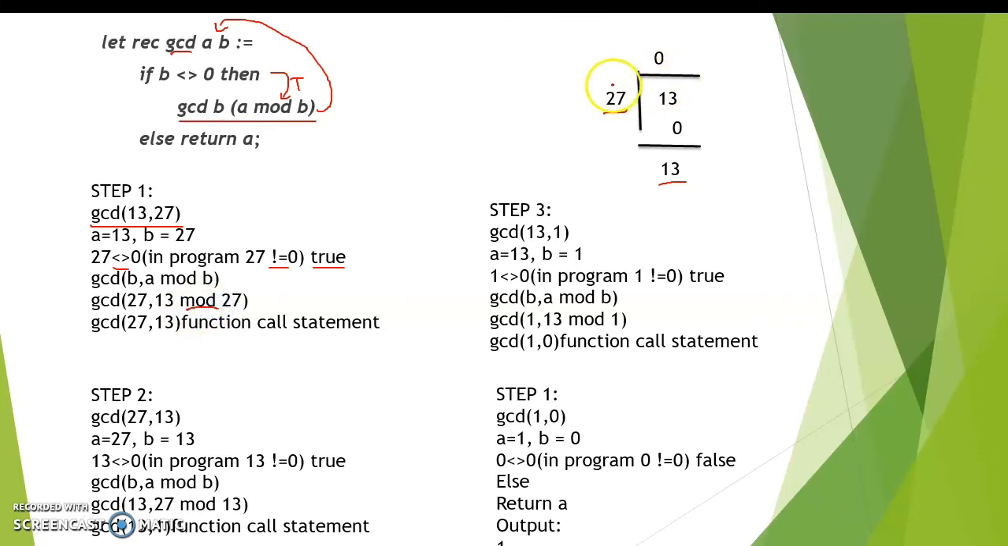So 13 divided by 27. We are not able to divide 13 by 27, so we put 0. 0 27s are 0. The remainder is 13. So we take the remainder value 13.